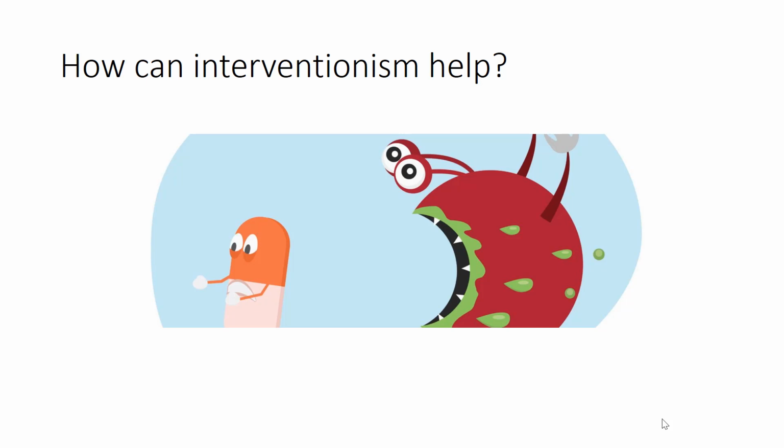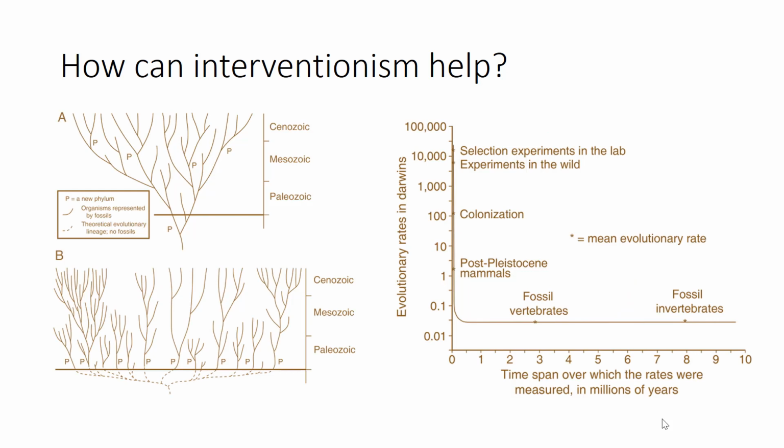And so antibiotic resistance, while a great example of microevolution, almost always happens as a result of a loss of a mechanism. And this is exactly what you would predict from an interventionist view. Another way interventionism helps is that I think it provides a better explanation for how quickly microevolution and speciation can happen.